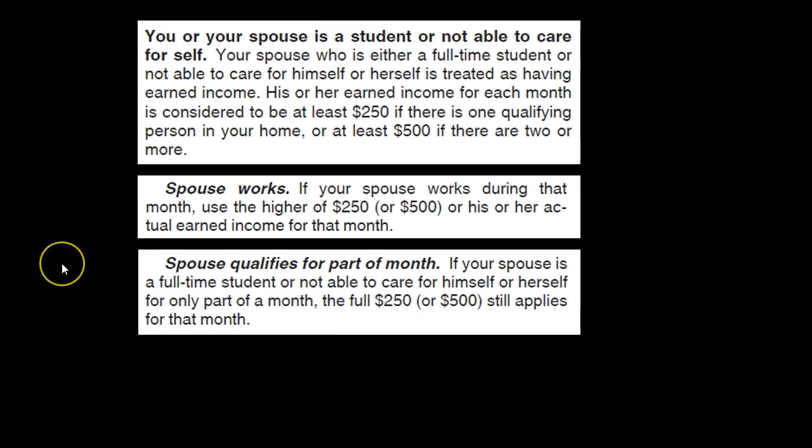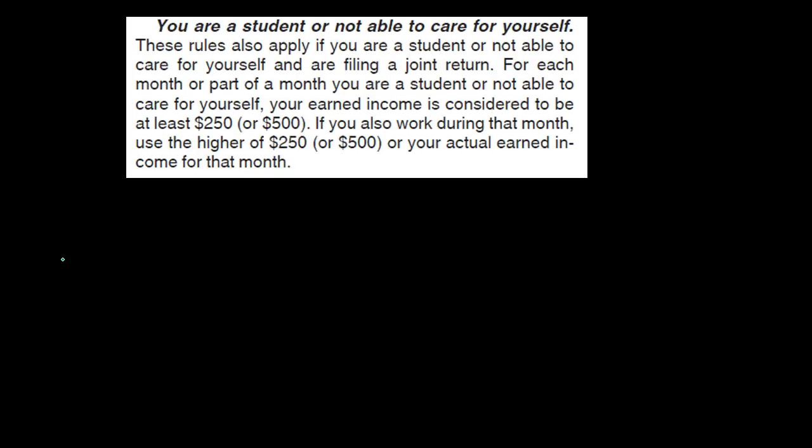Spouse qualifies for part of month. If your spouse is a full-time student or not able to care for himself or herself for only part of the month, the full $250 or $500 still applies for that month. So even if it's a partial month, they still apply the whole amount there.